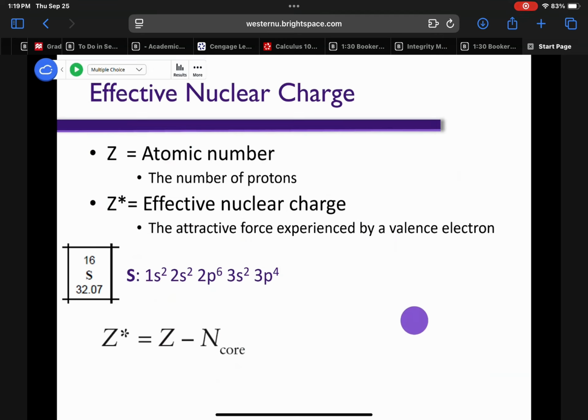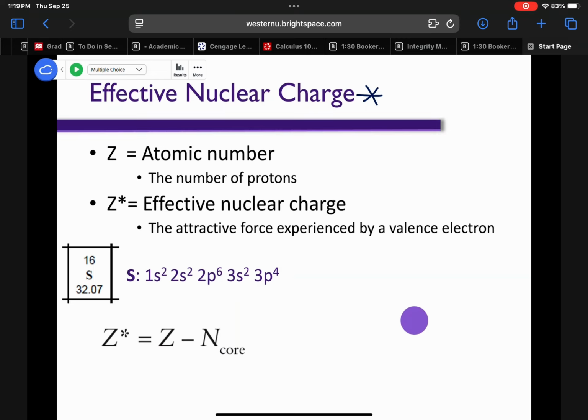Okay. Put a little star by this topic. Understanding this topic is what's going to help you understand all of the trends that we talk about in this topic. So we're going to spend a little bit longer talking about this effective nuclear charge because it sets the framework for some of the other periodic table trends.